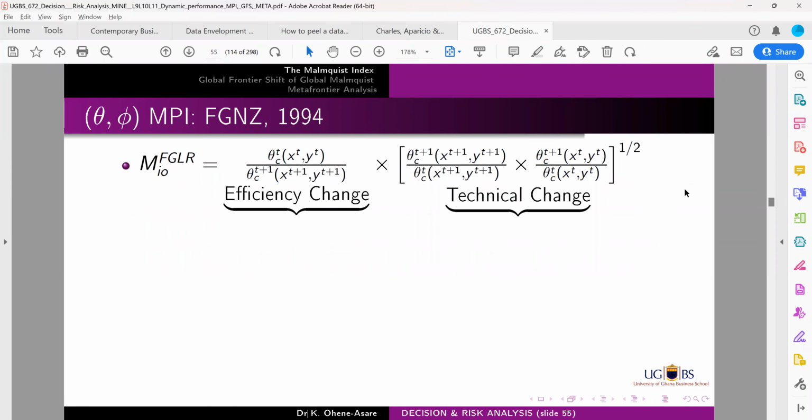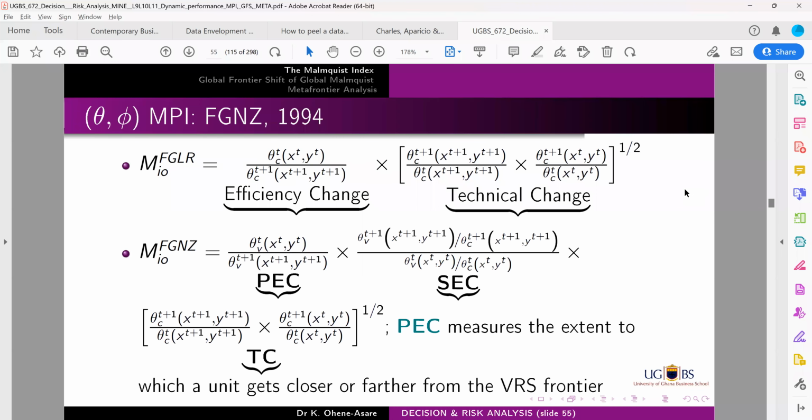We have already seen the efficiency change and the technological change. That's on your screen. Now let's go to Fare, Grosskopf, Norris, and Zhang. They decompose the productivity into 3 and not just 2. How did they do that?